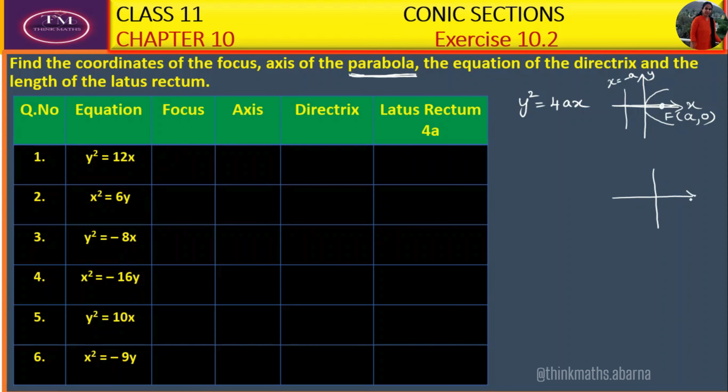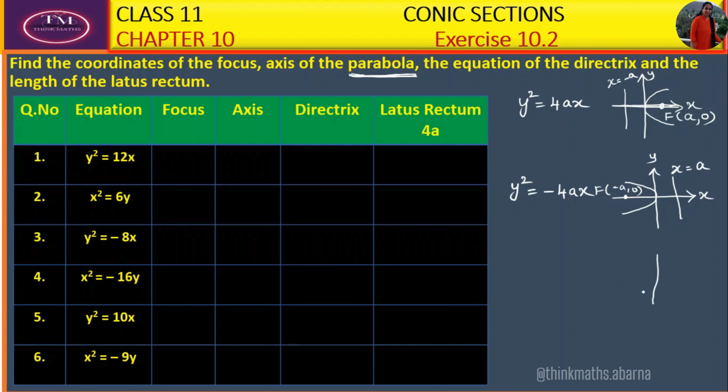Suppose the parabola is symmetrical about the x-axis, and on the negative side of the x-axis, then the focus will be minus a comma 0 and the directrix will be on the positive side, that is x equal to a. If it is so, the equation is y square equal to minus 4ax. Now these are the parabolas that are symmetrical about the x-axis.